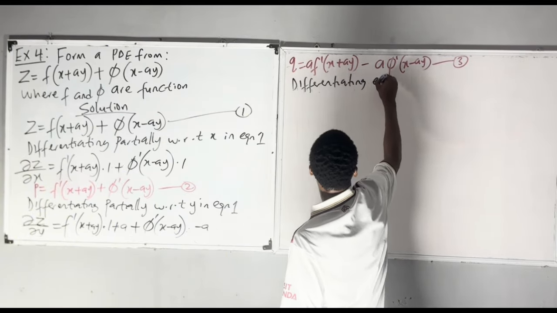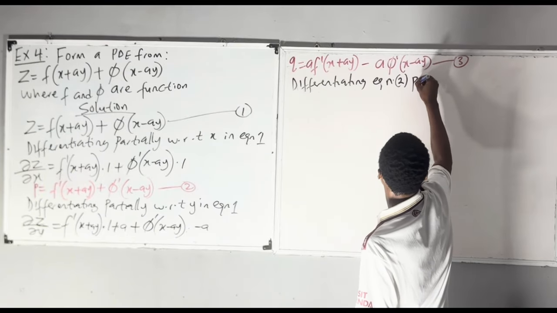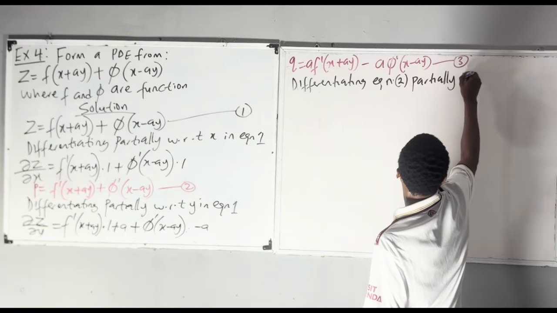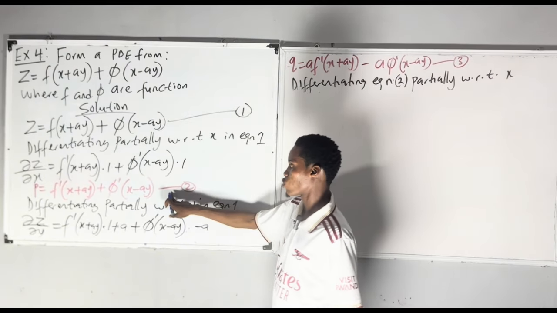If we consider second order, it means we are going to differentiate equation 1, equation 2 partially with respect to x. What's our equation 2? Our equation 2 is p.